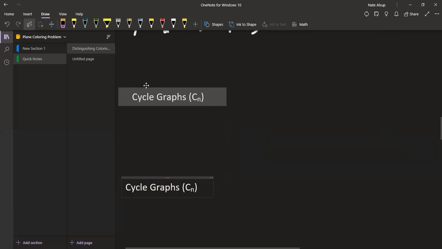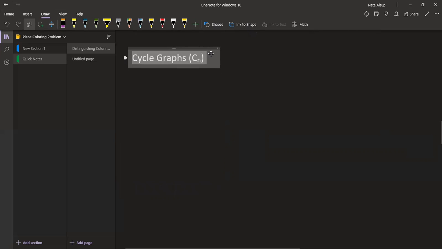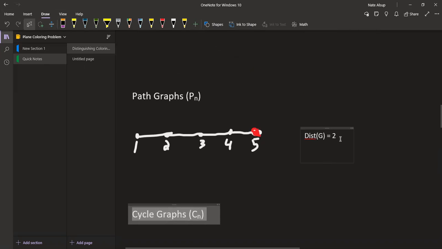All right, moving down to cycle graphs. Actually, I forgot something in path graphs. This is only true if and only if n of the graph is greater than or equal to 2. So this is only possible for a path graph if the number of vertices of the graph is greater than or equal to 2.